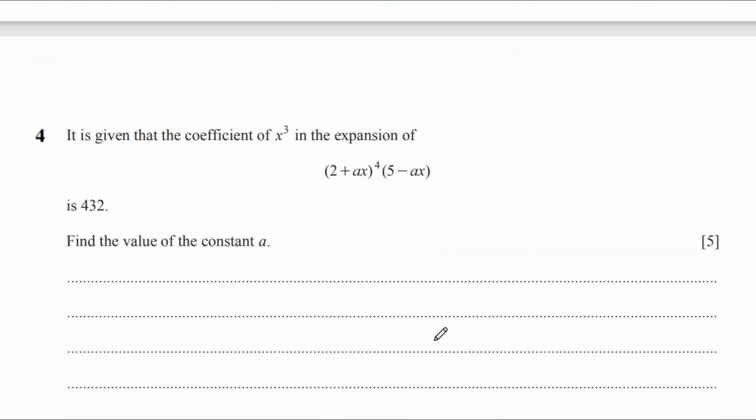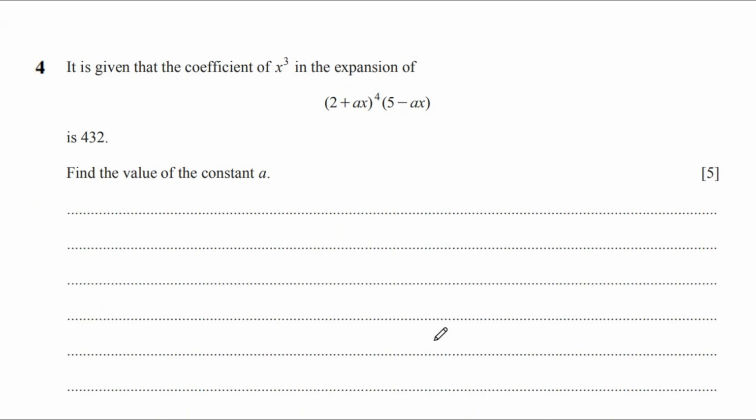Next, question number 4. It is given that the coefficient of x cube in the expansion of (2 plus ax) the whole power 4 multiplied by (5 minus ax) is 432. Find the value of the constant a. So first let's expand this, (2 plus ax) the whole power 4.